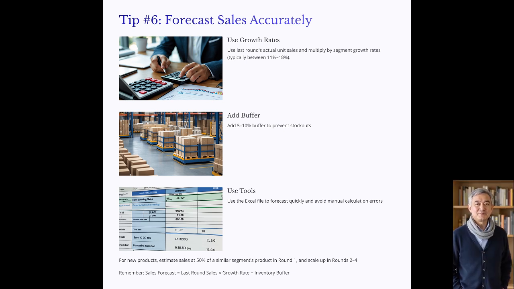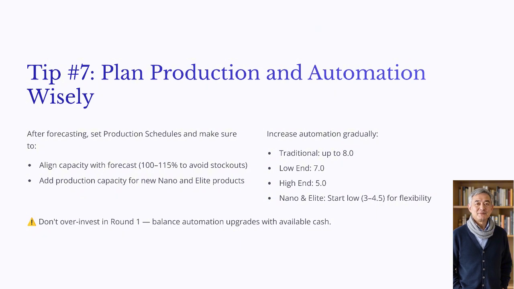Tip number 7, plan production and automation wisely. After forecasting, set production schedules and make sure to align capacity with forecast, 100 to 115% to avoid stockouts. Add production capacity for new nano and elite products. Increase automation gradually. Traditional, up to 8.0, low end, 7.0, high end, 5.0, nano and elite, start low, 3 to 4.5, for flexibility. Warning: don't overinvest in round 1, balance automation upgrades with available cash.